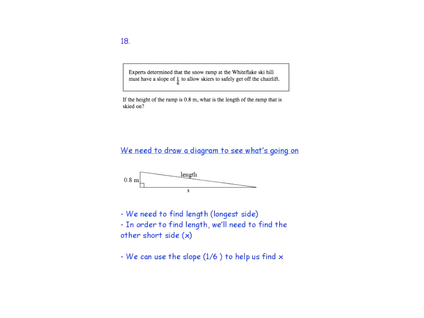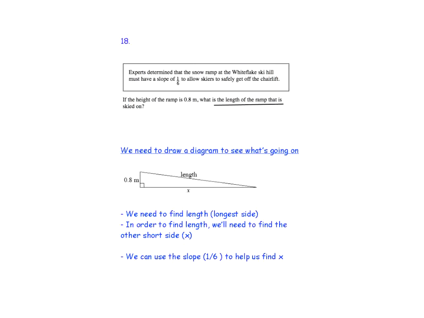Okay, question number 18. Experts determined that the snow ramp at White Flake Ski Hill must have a slope of 1/6 to allow skiers to safely get off the chairlift. If the height of the ramp is 0.8 meters, what is the length of the ramp that is skied on? Again, you can tell that you're going to have to draw a diagram to solve this one. But what are we looking for? We're looking for the length of the ramp that is skied on.